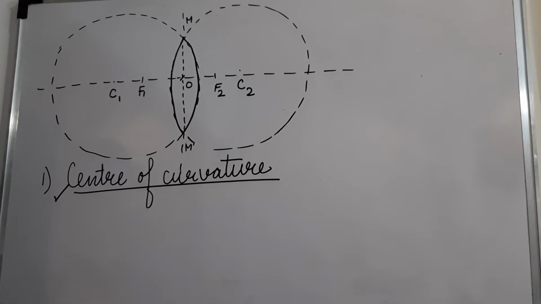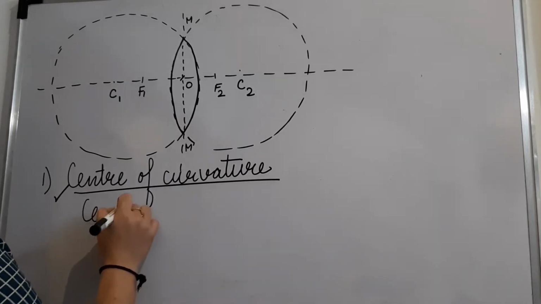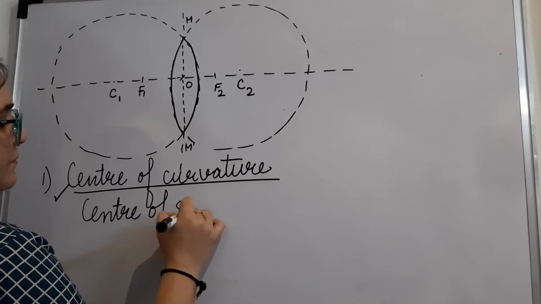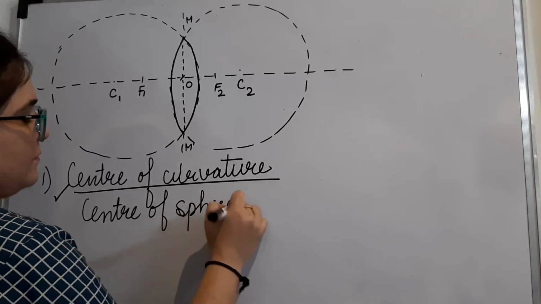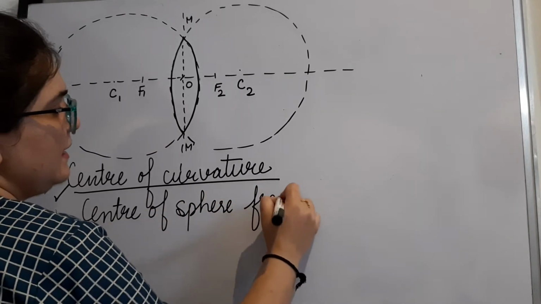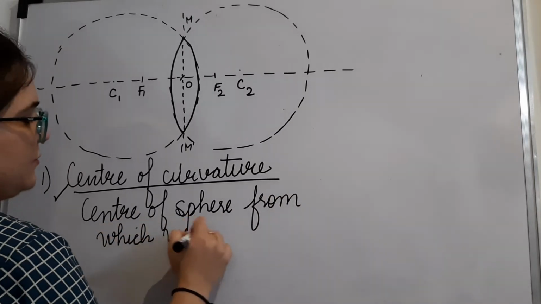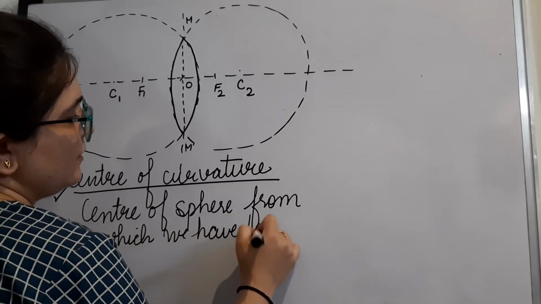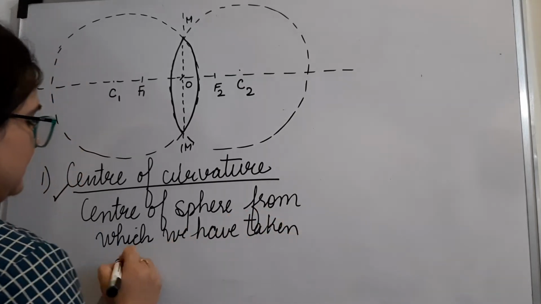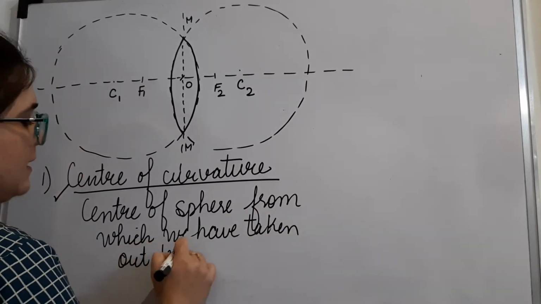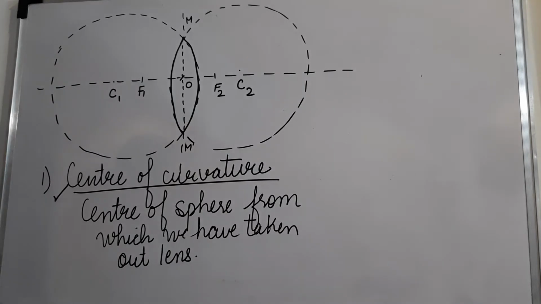This is the important point that you have to remember. The rest of the thing is the same as that of the mirror. Again, repeating the definition, it is the center of the sphere from which we have taken out the lens. And here for a lens we have two centers of curvature, C1 and C2.